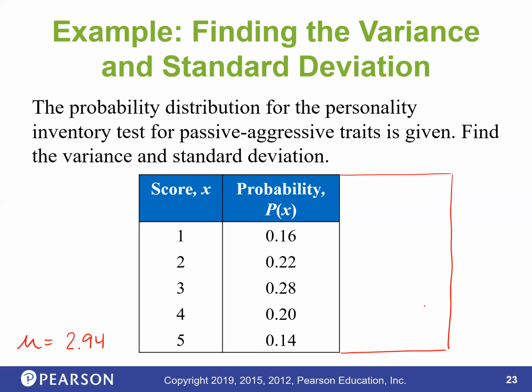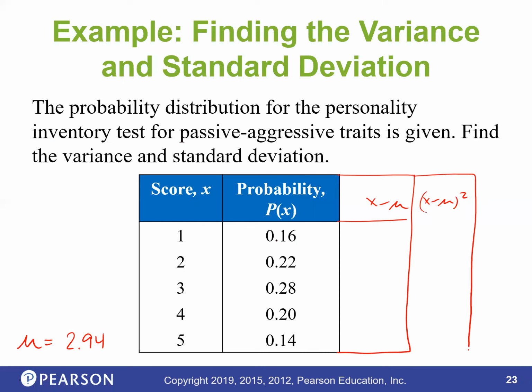So what we need to do is we need to build another column here. That's going to be our x minus mu column. Then after that, we're going to build another column. There's that column that we need, right? Then we need another column called x minus mu squared column. Remember how we used to square. Then we're going to get the x minus mu squared times p of x column.